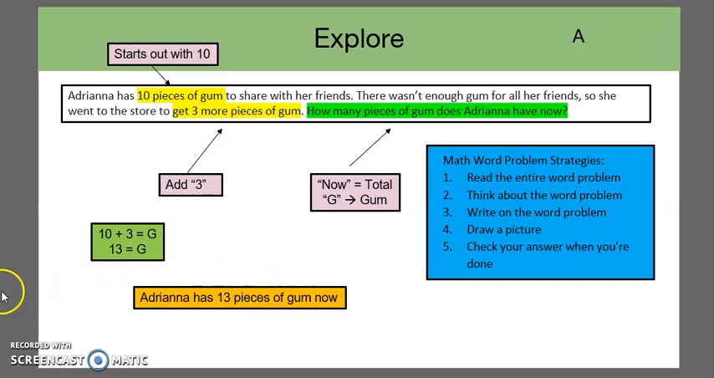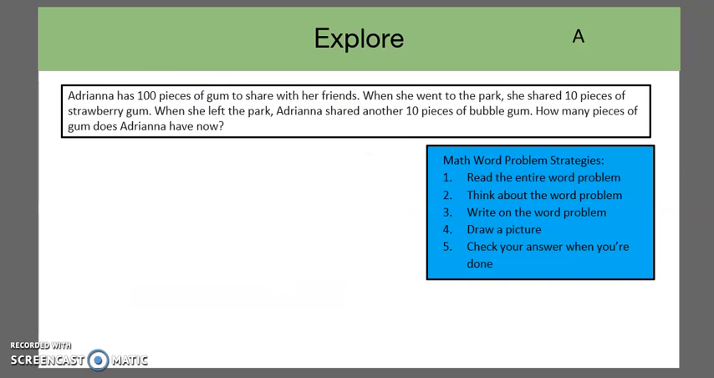Now let's look at another math word problem. Adriana has 100 pieces of gum to share with her friends. When she went to the park, she shared 10 pieces of strawberry gum. When she left the park, Adriana shared another 10 pieces of gum. How many pieces of gum does Adriana have now? So again, pause the video, work through the problem, and see what you come up with.